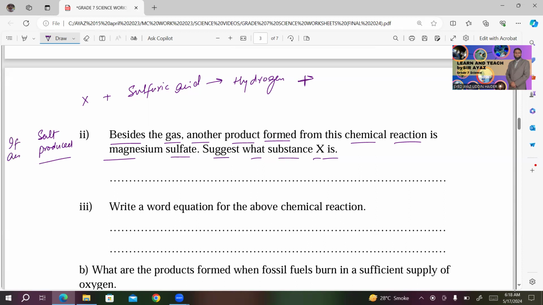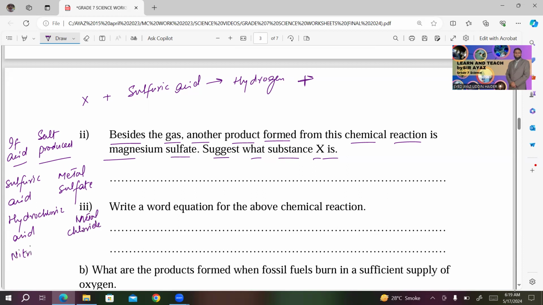If the acid is sulfuric acid, you will get sulfate, which should be a metal sulfate. If you have hydrochloric acid, you must get a metal chloride. What if you have nitric acid? You will get a metal nitrate. So here we have sulfuric acid.